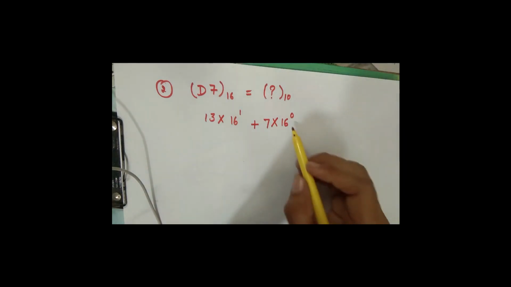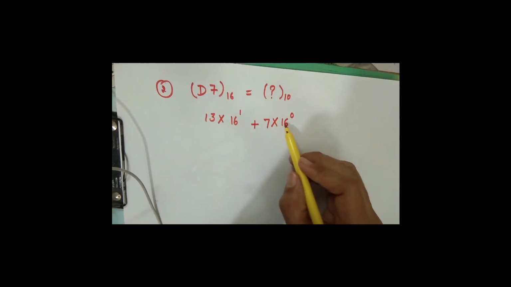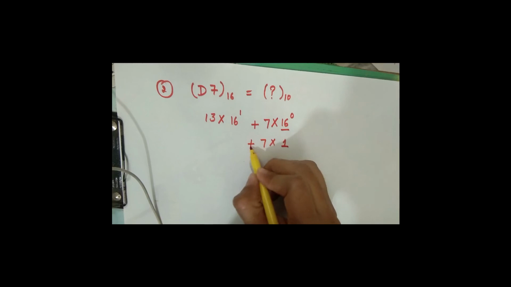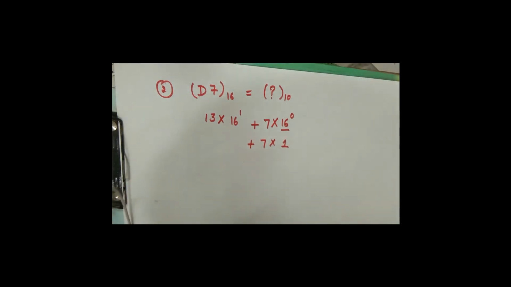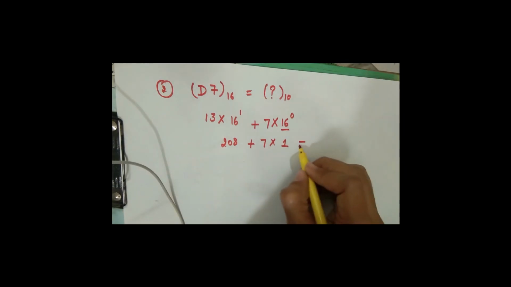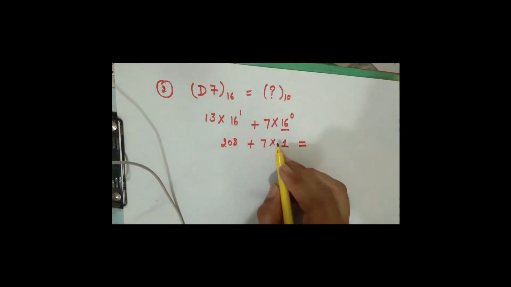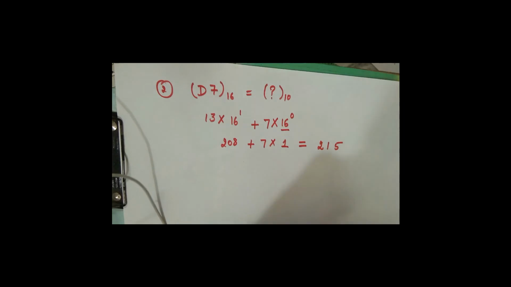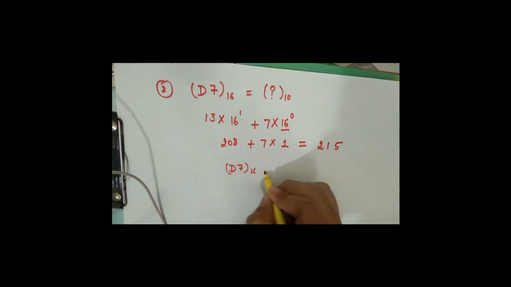Clear? So now 16 raised to the power 0 into 7. Any number raised to the power 0 is always 1, multiplied by 7, plus 16 into 13 will be 208. And what will be the result? 1 into 7 plus 208, and the result is 215. So the decimal equivalent of hexadecimal number D7 is 215.